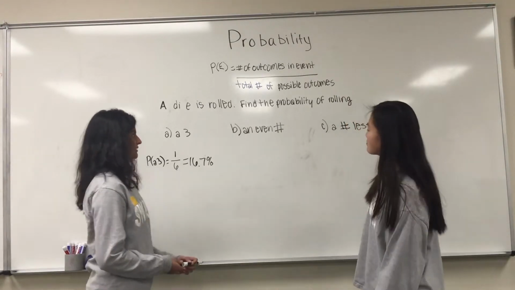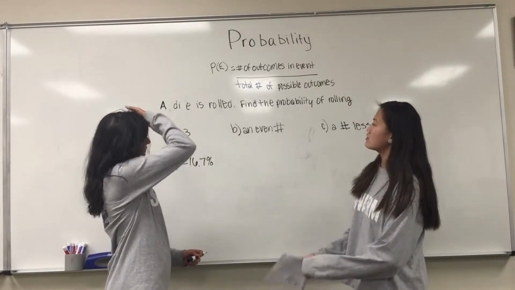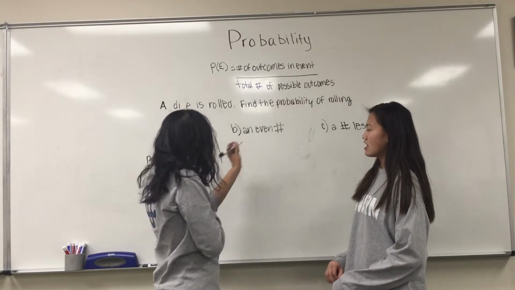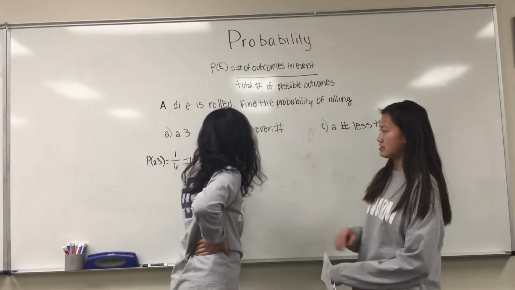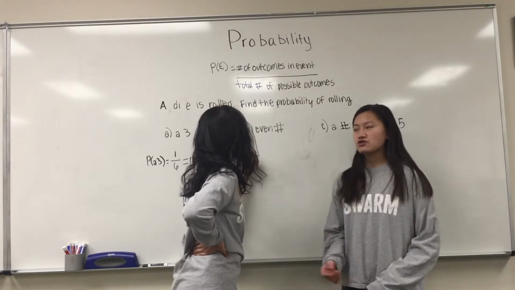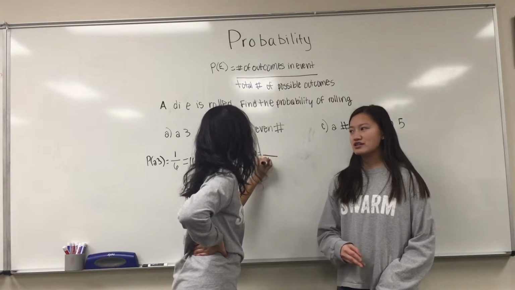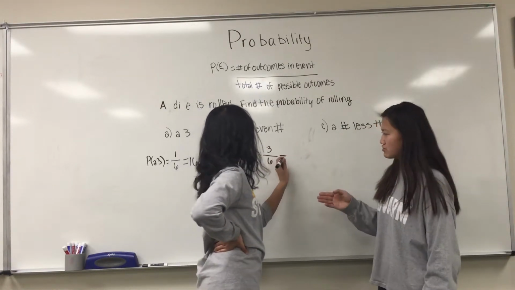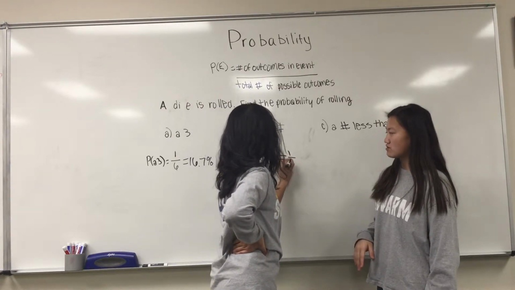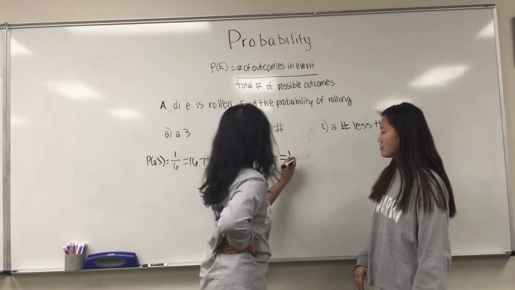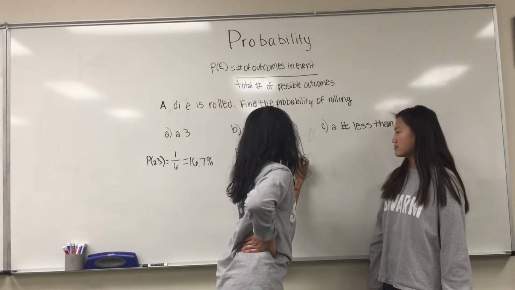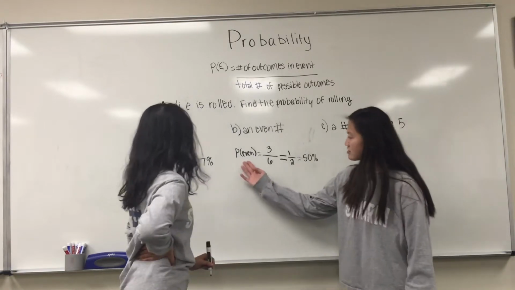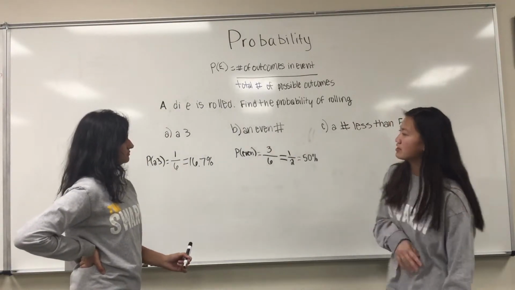Okay. So the next one we have is an even number. So we know again that the die has 6 options. So Swati's just going to write this out. And an even number. So the even numbers are 2, 4, 6. So there are 3 even numbers, and this is your fraction reduced to 1/2, which is also 50%. So this is the total answer for letter B.